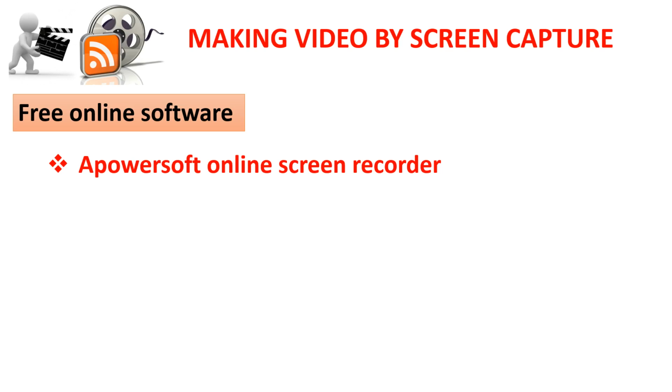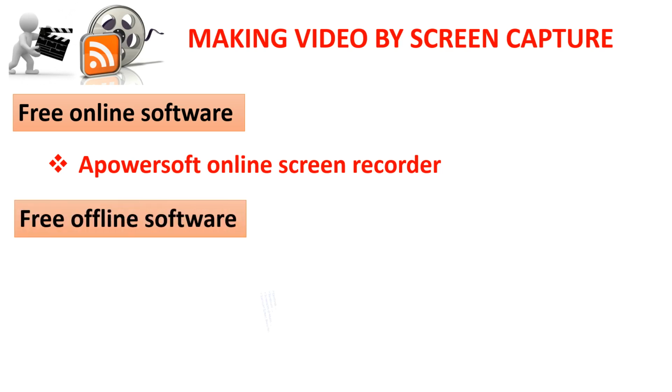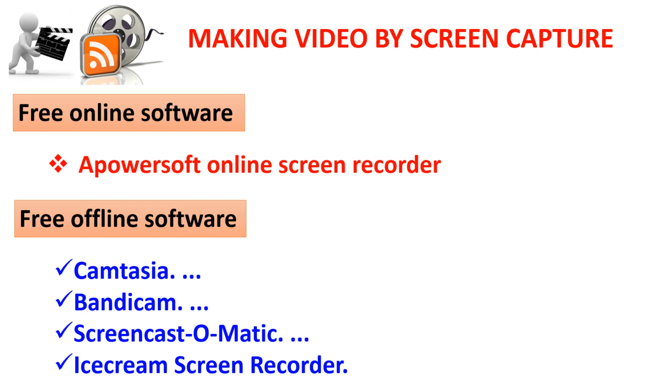When your computer is connected with the net, you can do the recording. There are so many free offline software: Camtasia, Bandicam, Screencast-O-Matic, Ice Cream Screen Recorder. If you simply type free offline software for screen recorder in Google, you will get a lot of screen recorders like that. You can also type top 10, top 20, top 5 like that. Then it will sort it out.